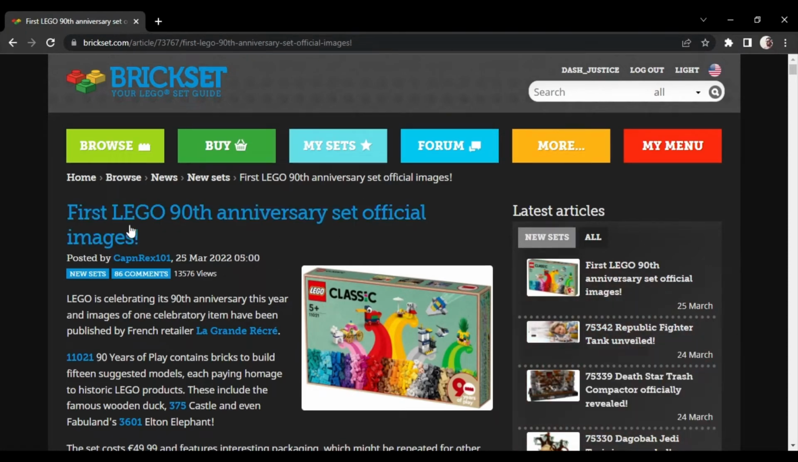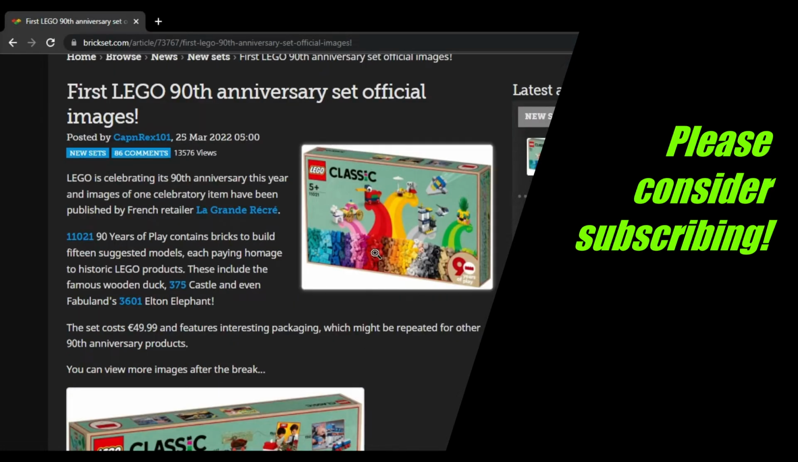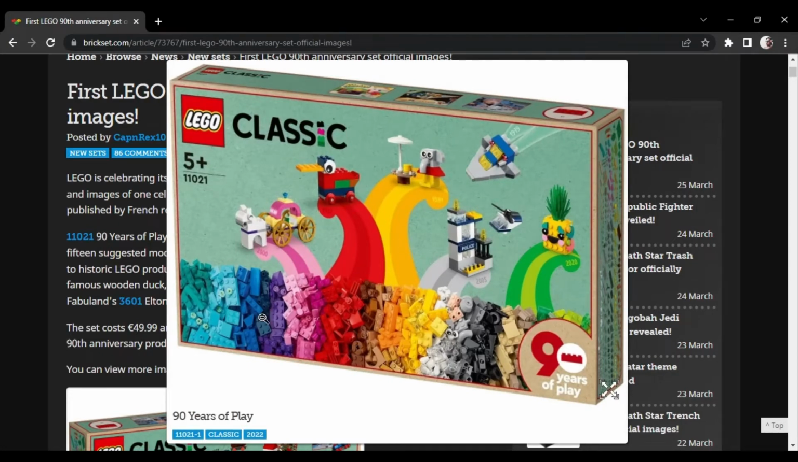I'm on Brickset here, and it looks like we just got our first images of a 90th anniversary Lego set. So I thought it'd be fun to have a look here. It is a classic set, so right away we know that means it's just going to be fairly basic. That is what the classic line is. It's just traditional kind of building from more basic bricks.